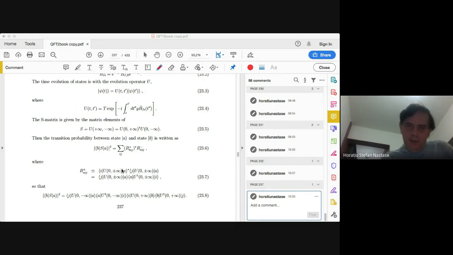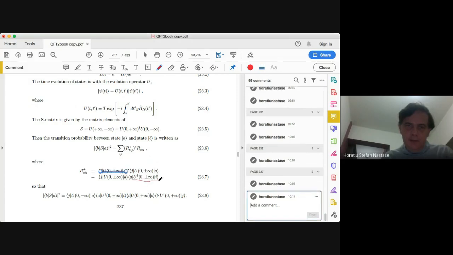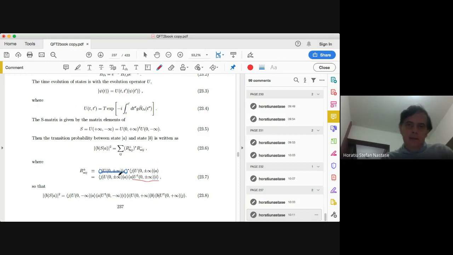Now the complex conjugate of the first means I reverse the order of matrix elements. So it's now between A and i. And I also have the dagger of U. So this becomes this. And this is just this identically. So I can write it in two different ways.